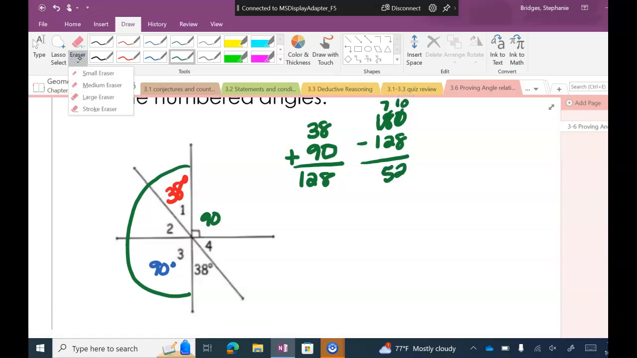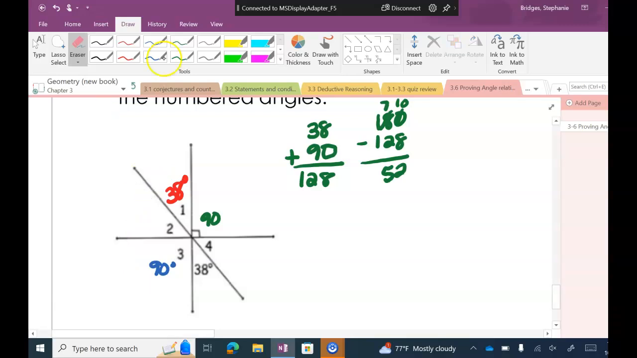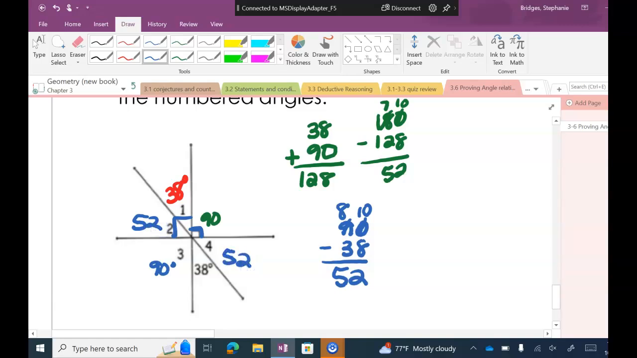Some of us, however, saw that we could use 90, because if this one right here is 90, what does that mean 1 and 2 are together? 90. So I could also just do 90 minus 38. And that still gives me 52. So either way, it doesn't matter. They both get you to the same answer. It just depends on what you see when you look at that picture. Do you see the 180? Do you see 90? Either way, it's not important as long as you can get to that 52. Does that make sense?